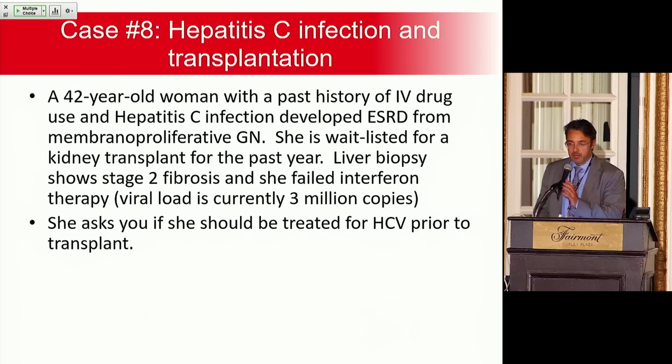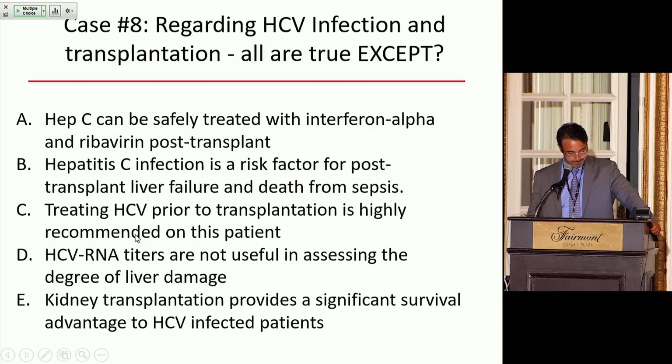All right, hepatitis C infection and transplantation. So we have a 42-year-old woman who has a history of IV drug use and hepatitis C, who had membranoproliferative GN as a cause of kidney disease. She's been waitlisted for a kidney transplant for the past year. Liver biopsy shows stage 2 fibrosis, and she failed interferon therapy. She asks if she should be treated for Hep C prior to her transplant.